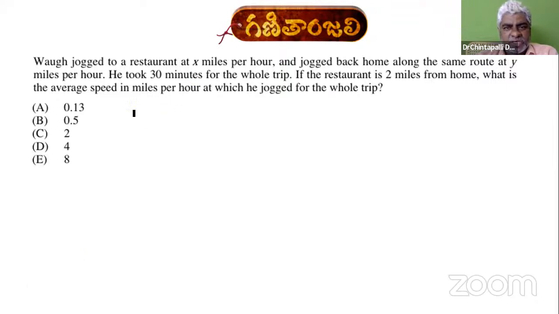Per hour at which he jogged for the whole trip. Got it? Very straightforward question. The matter is more, but the solution is very simple. What is the distance from the house to the restaurant? 2 miles. Yeah, it is 2 miles.